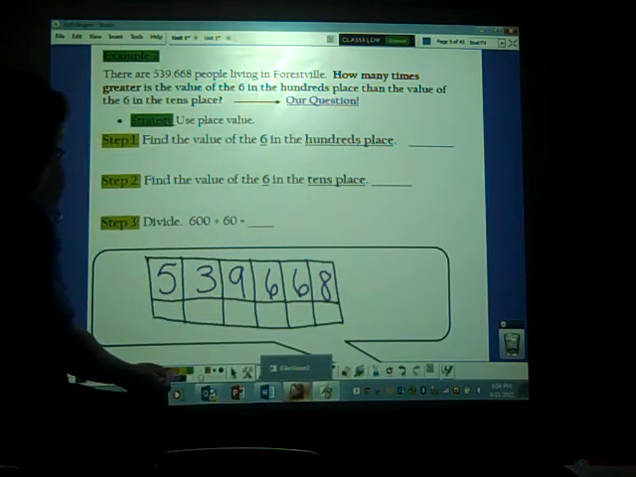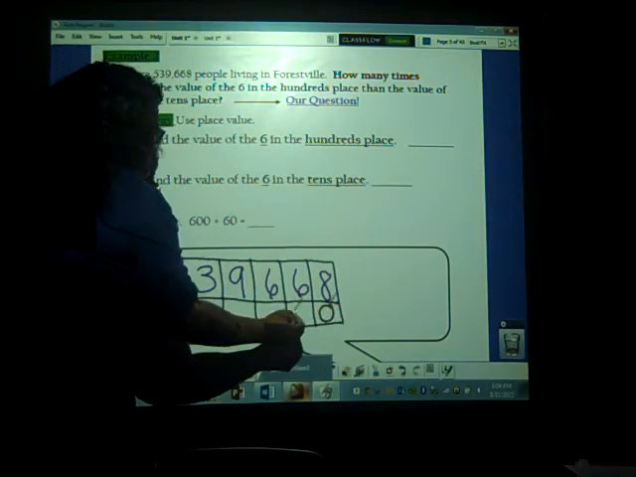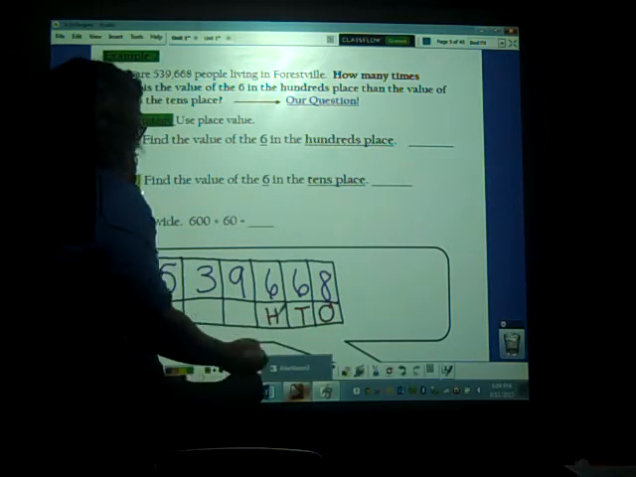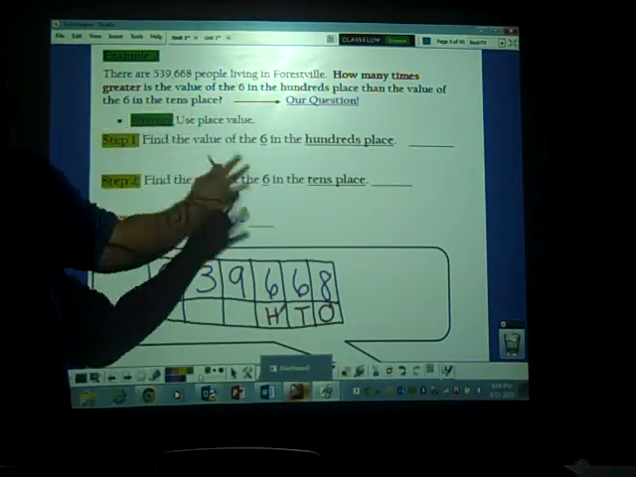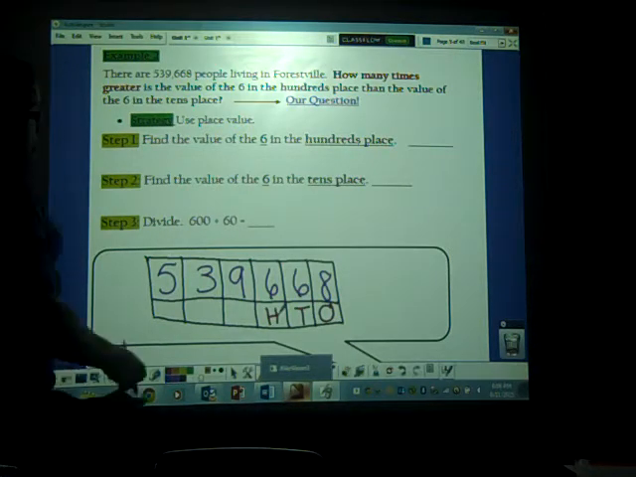Okay, so the 8 is in the ones place. This 6 is in the tens. This 6 is in the hundreds. Well, we don't have to write down the rest of the place values because our question is talking about the 2 6s. So if we want to go the extra mile, we can, and there's nothing wrong with going the extra mile. It is highly encouraged at times.